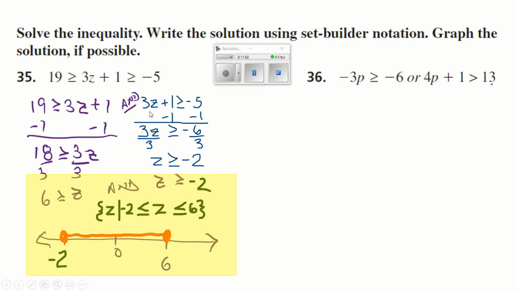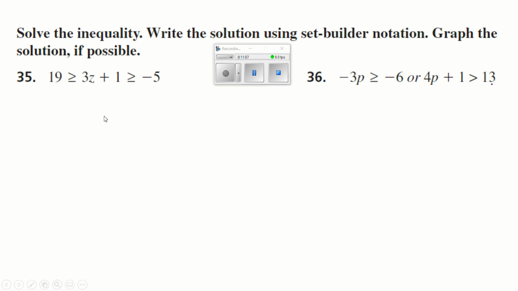We could have done these together, and I'm going to demonstrate that really quick. We could have just subtracted 1 from both sides, and we would have had 18 is greater than or equal to 3z minus 6. Then we would divide by 3 all the way across. Everything gets divided by 3. 18 divided by 3, that's going to give us 6.